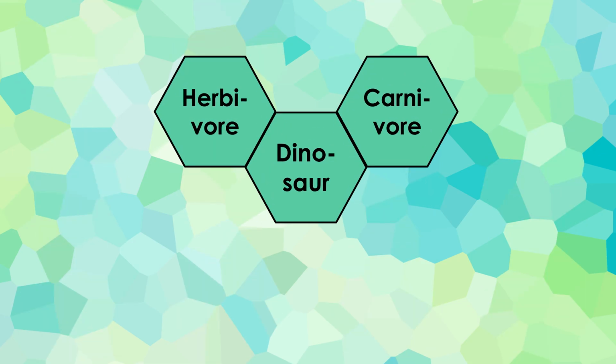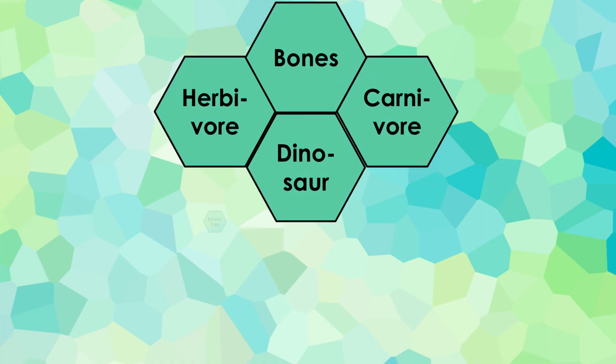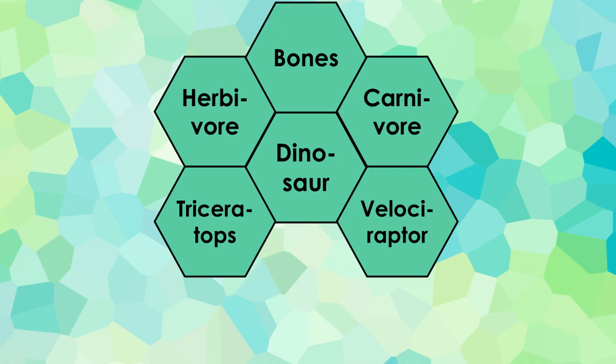I started with the word dinosaur and connected herbivore and carnivore, because herbivores and carnivores are both types of dinosaurs. Next, I put bones in the middle so that dinosaur, herbivore, and carnivores are all touching the bones, because all of them have bones. I then put velociraptor next to dinosaur and carnivore because a velociraptor is both of those things. Next, I put triceratops next to herbivore and dinosaur because a triceratops is also both of those things.